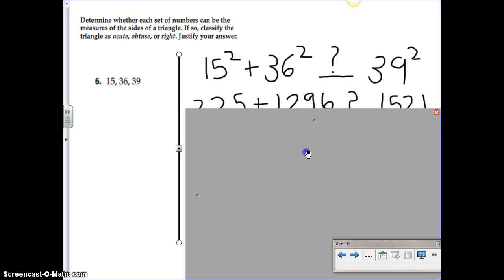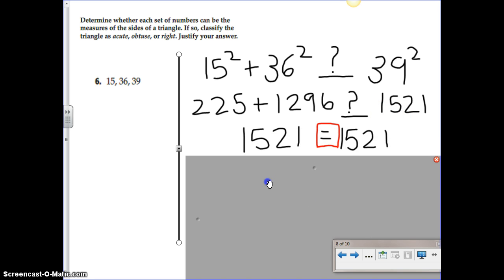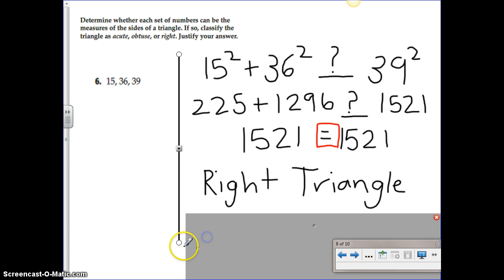So after doing some work on the calculator, we see 225 plus 1,296 is going to be less than, equal to, or greater than 1521. And with a little bit of math, we see that actually they are equal, so we know that this will be a right triangle. Let's try one more.